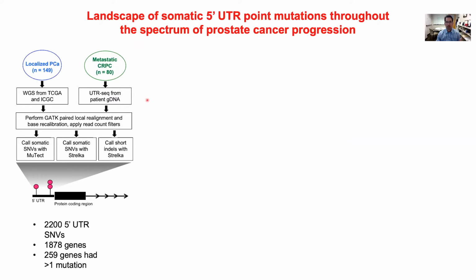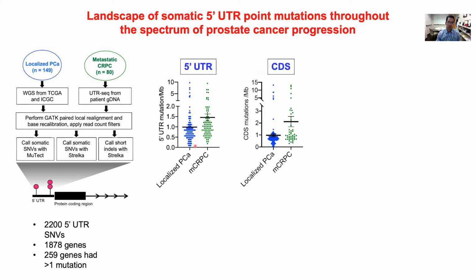Overall, we found 2,200 somatic mutations within the 5' UTR, which affected 1,878 genes. Looking at the characteristics of these 5' UTR mutations across localized and metastatic disease, we saw that the number of mutations actually increases as a patient develops more aggressive or metastatic disease. And this is very consistent with what we see in the coding sequence.